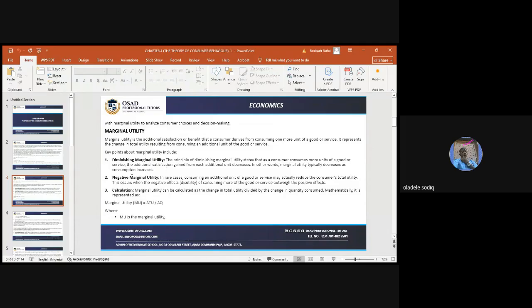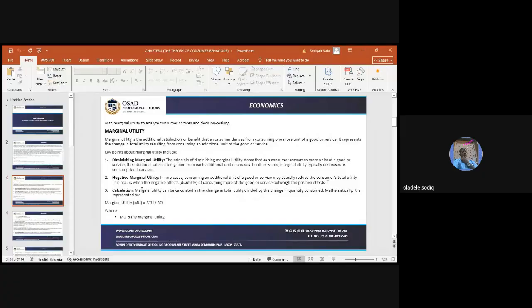Then we also have negative marginal utility. In rare cases, consuming an additional unit of a good or service may actually reduce the consumer's total utility. So in a situation where we have negative marginal utility, if you consume an additional unit of a good, it will reduce your total utility. This occurs when the negative effect of consuming more of the good or service outweighs the positive effect.